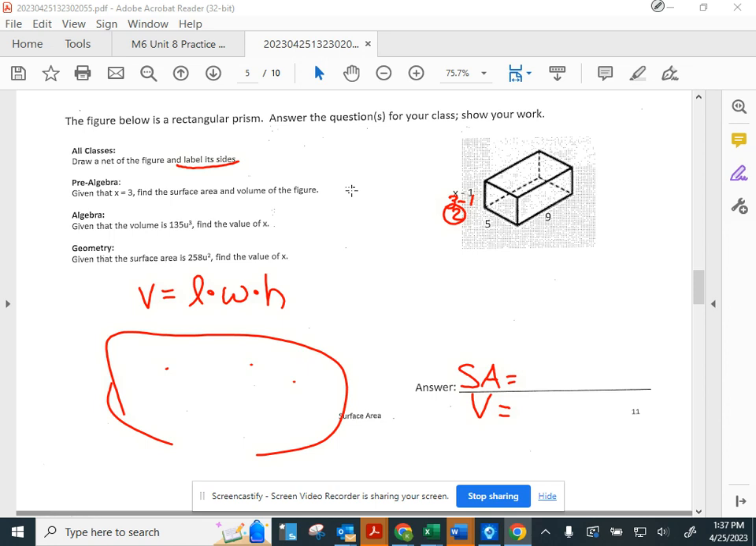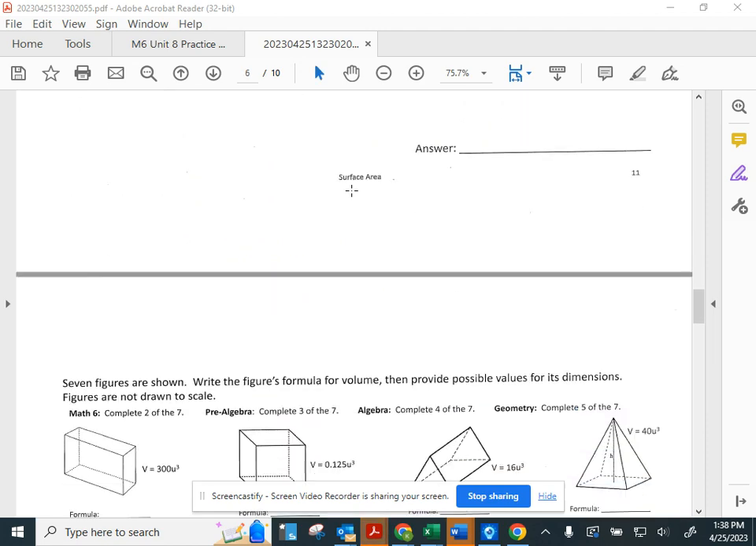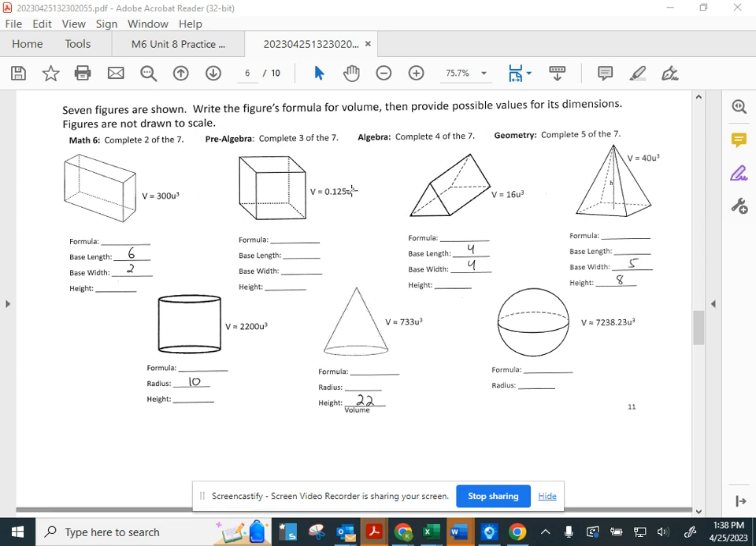Okay, we are going to continue with our math packet on the next page. Here is where we are at. We've done that one. Now we have our formulas for our rectangular prism. The formula is length times width times height.